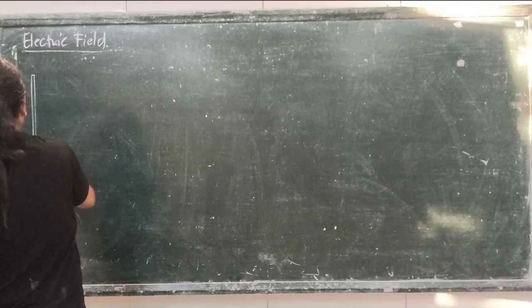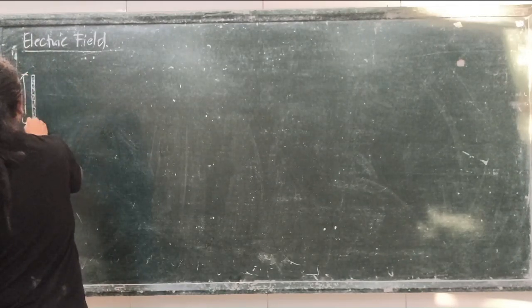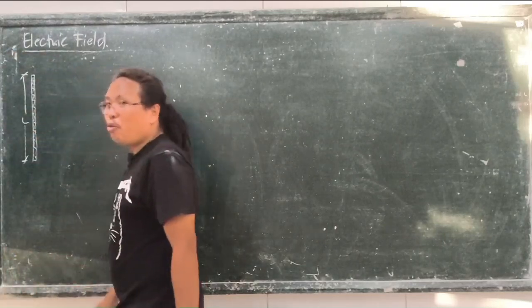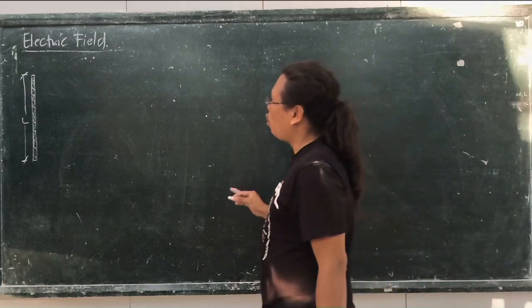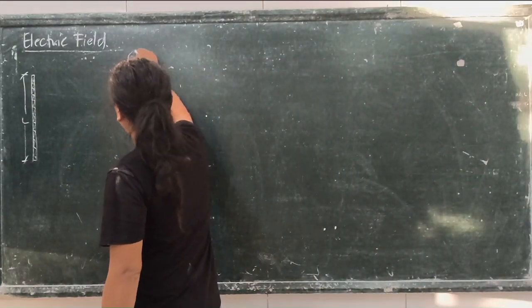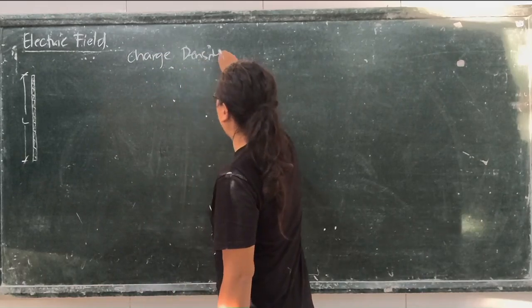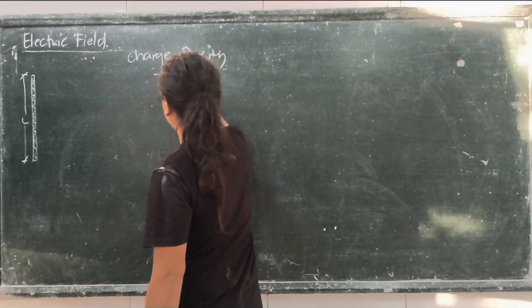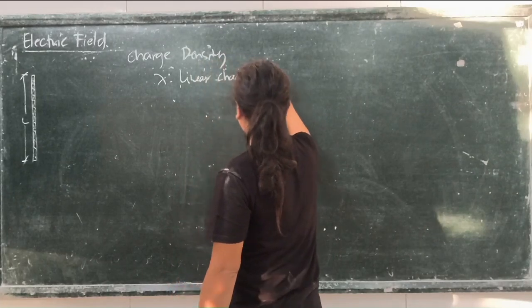Let's calculate the electric field of a finite line, a line of charge of length L. Now, to deal with this one, instead of charges, we will be talking about charge densities. First, we must talk about charge density. We have three types of charge density. Lambda, which is the linear charge density.